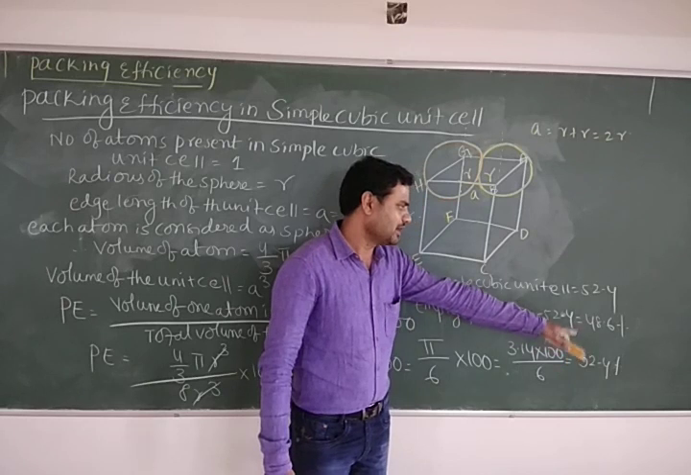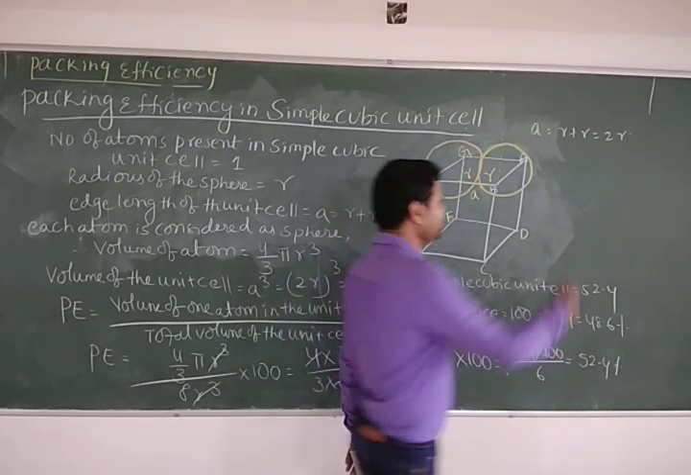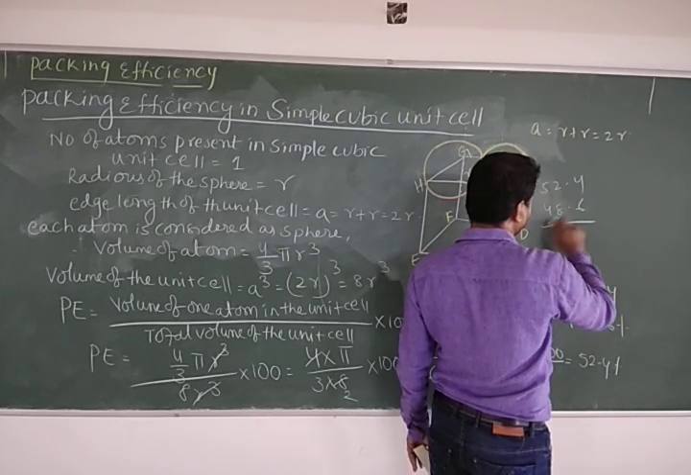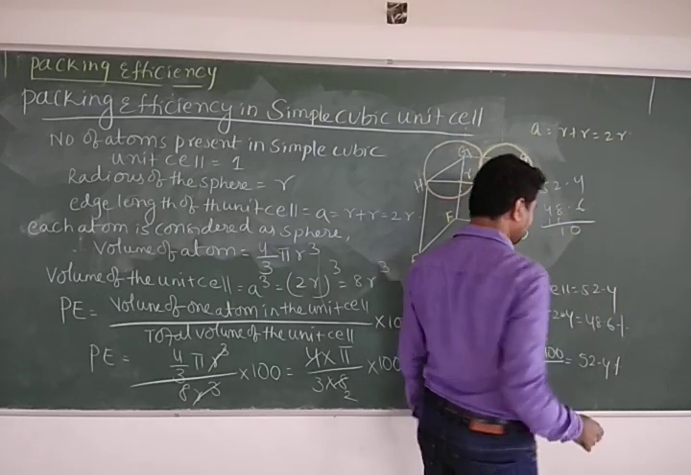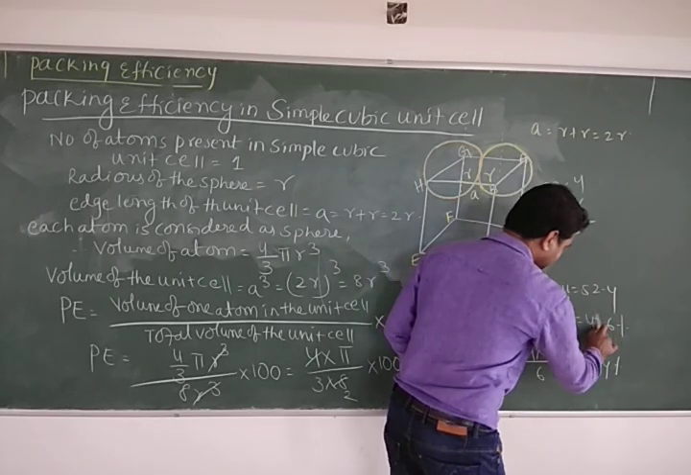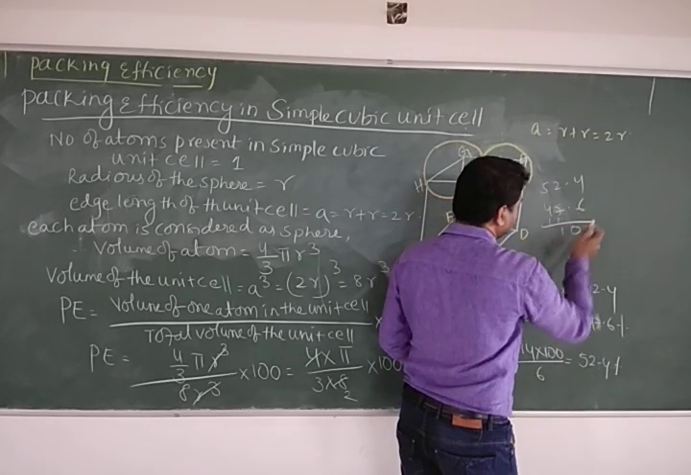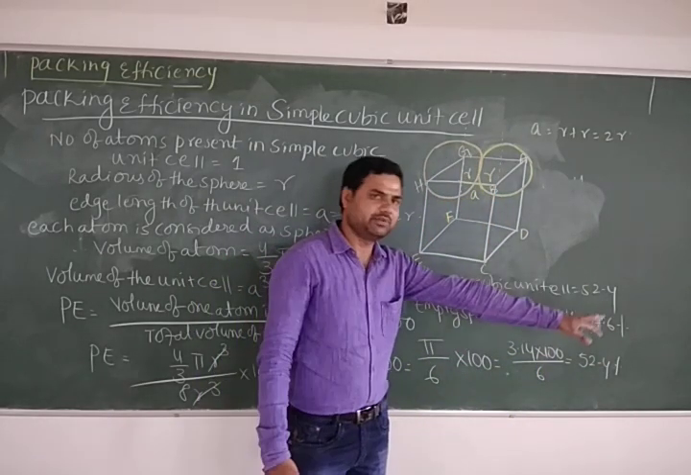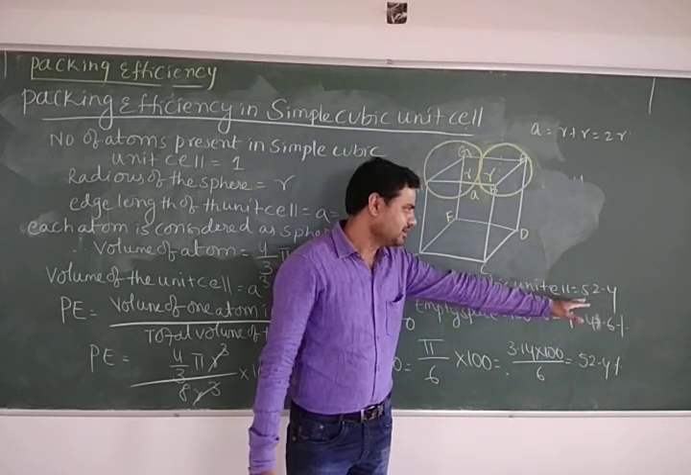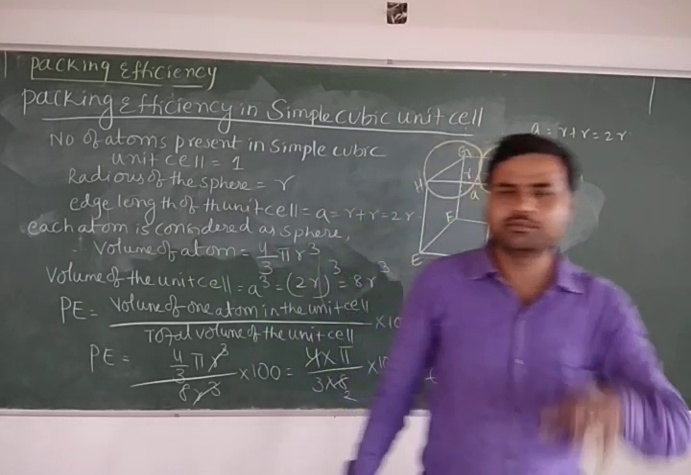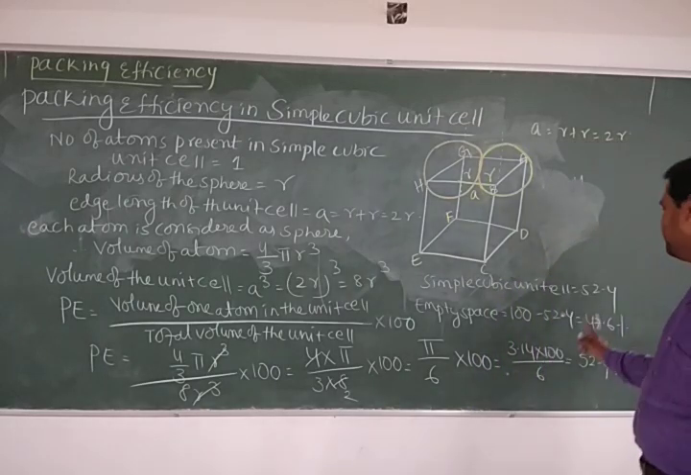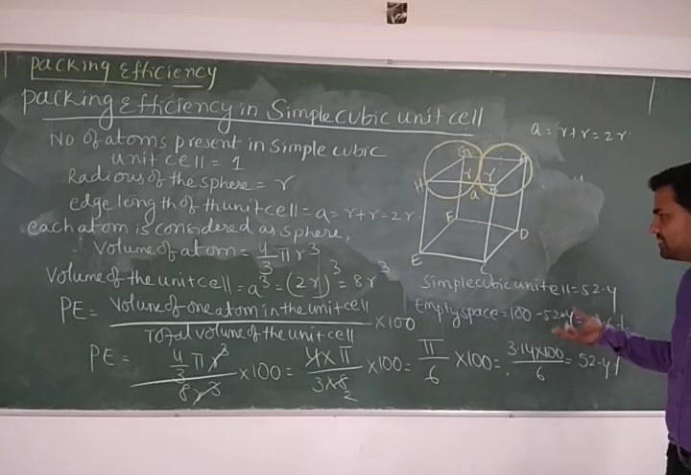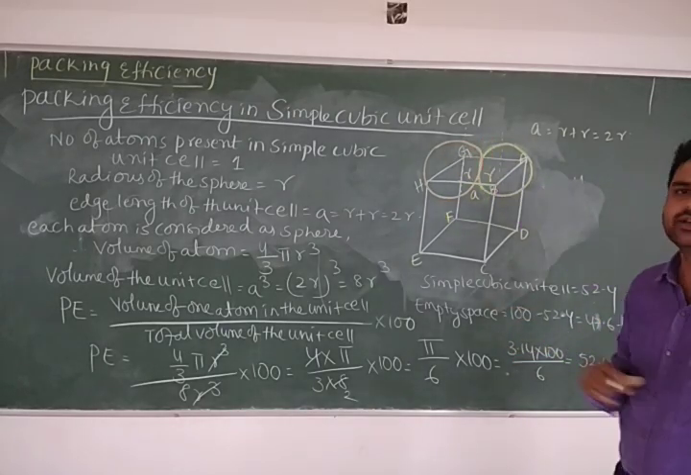Is it clear now? So like this, we are calculating. Just add these values if you have any doubt. See once again, 100 minus 52.4: we are getting 47.6%, sorry. So 47.6% empty space is there. The spheres are in close packing of 52.4%, and empty space is 47.6%. This much space is empty in the case of one simple cubic unit cell.